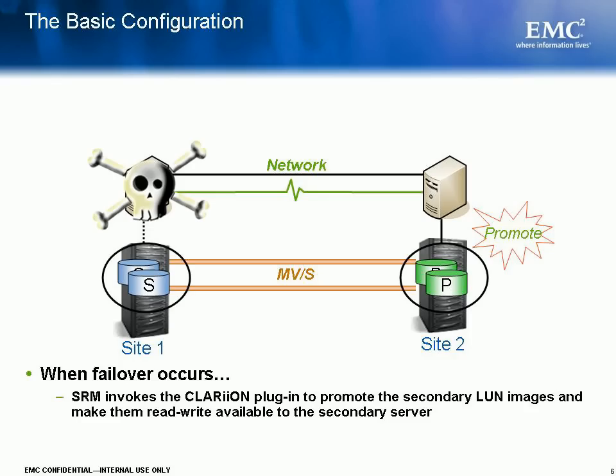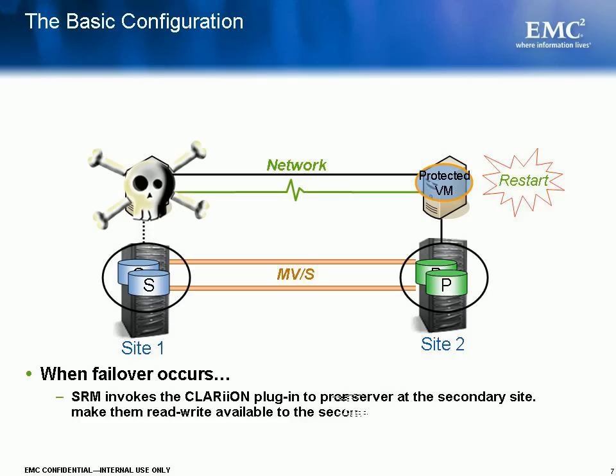When a failover occurs, SRM invokes the CLARiiON plugin to promote the secondary LUN images and make them read-write available to the secondary server. Once the LUNs are available to the ESX server at the second site, SRM completes the recovery process by restarting the protected VM on the secondary server. Now let's see what this looks like viewed from Virtual Console at the two servers.